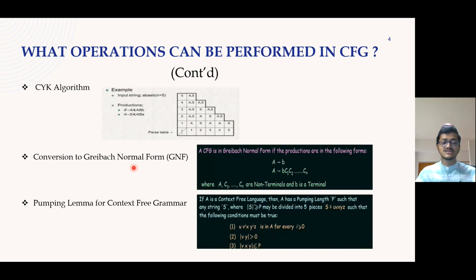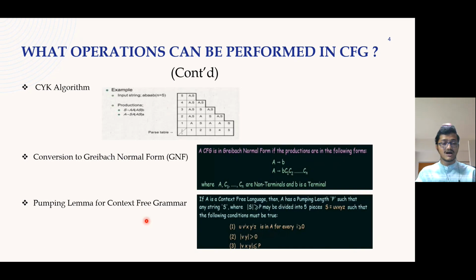Next we go to GNF, that is Greibach normal form. In GNF, the format followed is a non-terminal gives a terminal symbol, or a non-terminal gives a terminal symbol followed by any number of non-terminals. For both of these formats, we can say that the grammar is said to be in GNF.